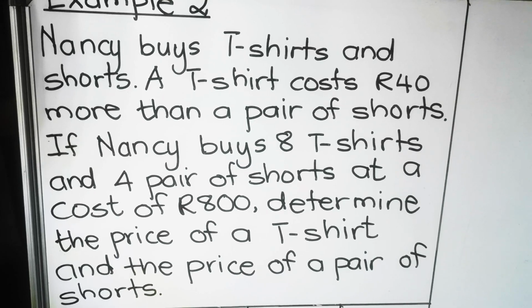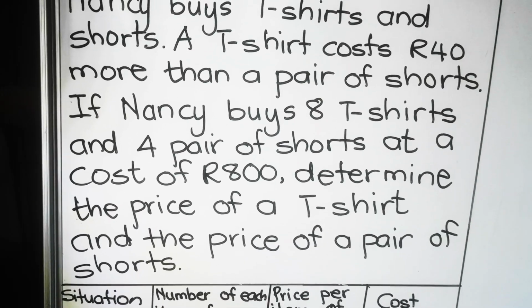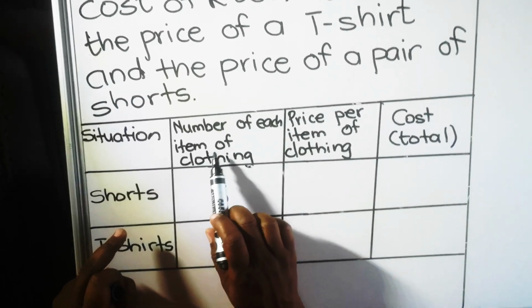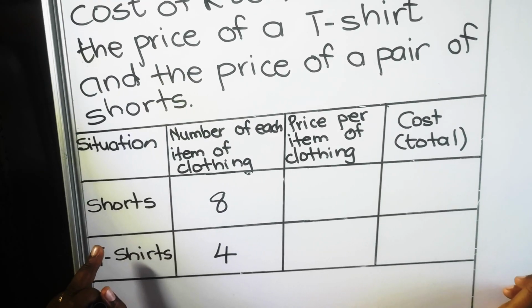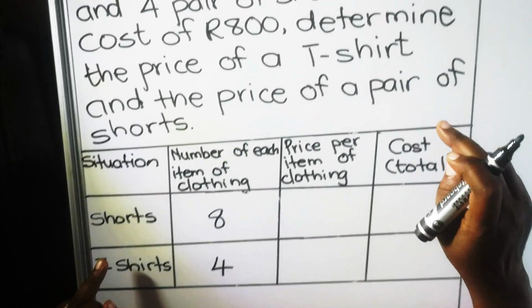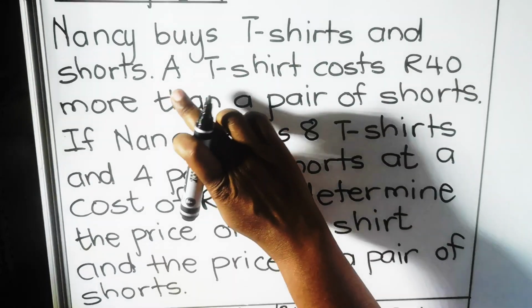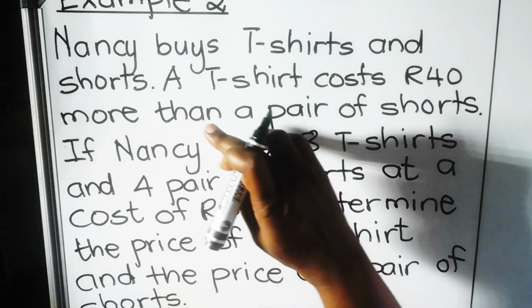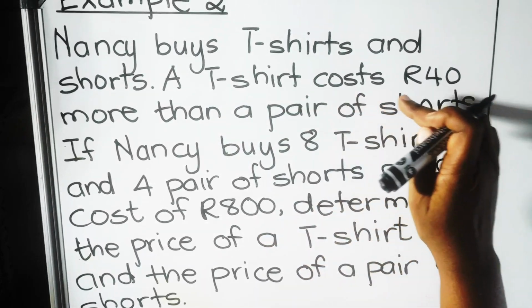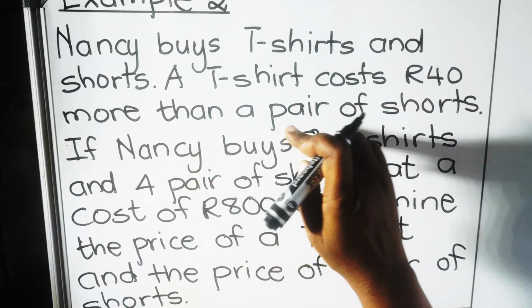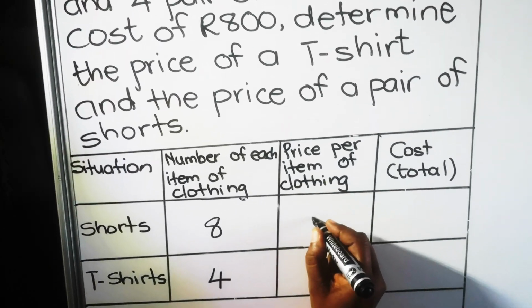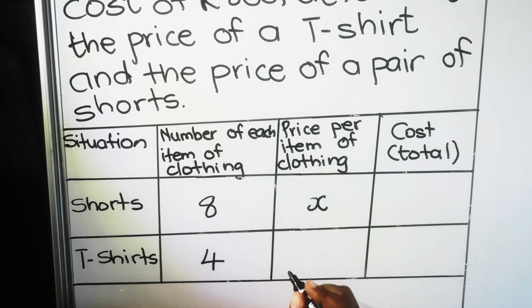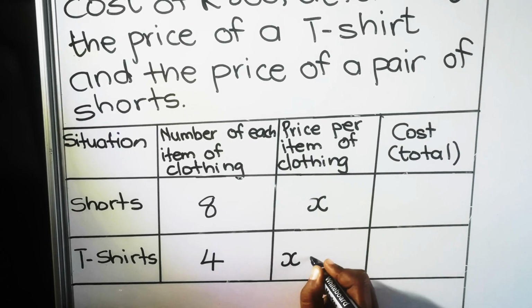So Nancy bought how many shorts? He bought 8 shorts. Say number of each item of clothing, and then he bought 4 t-shirts. Okay, now the next part here, we're going to say Nancy buys t-shirts and shorts. A t-shirt costs 40 rand more than a pair of shorts. So a pair of shorts, it's X. And then a t-shirt costs 40 rand more. So it's X plus 40.